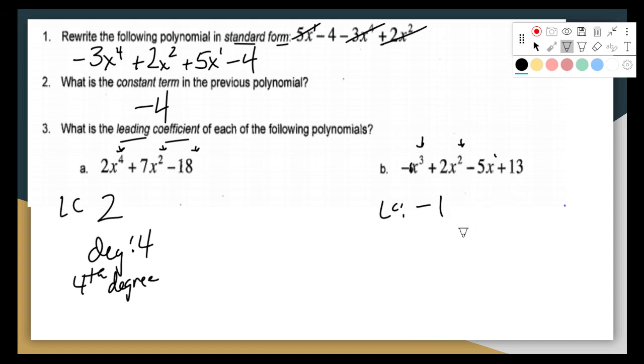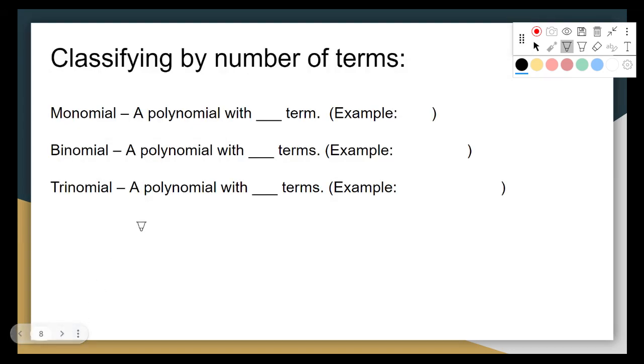And then if the degree is 3, we call it cubic. So these are how you're using these definitions. All we're doing is using the definitions to try to name things. You can also classify polynomials by the number of terms they have.